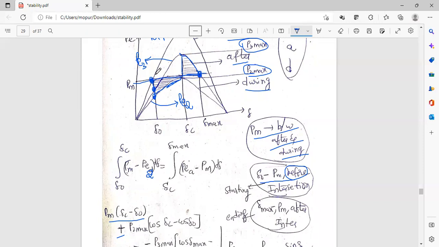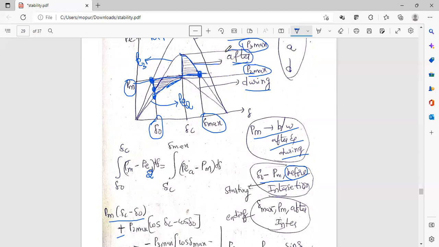This is the before graph. Delta naught, PM, and this before graph. This intersection is the starting point. Delta max, PM, and the after graph. See, this graph is the after graph.